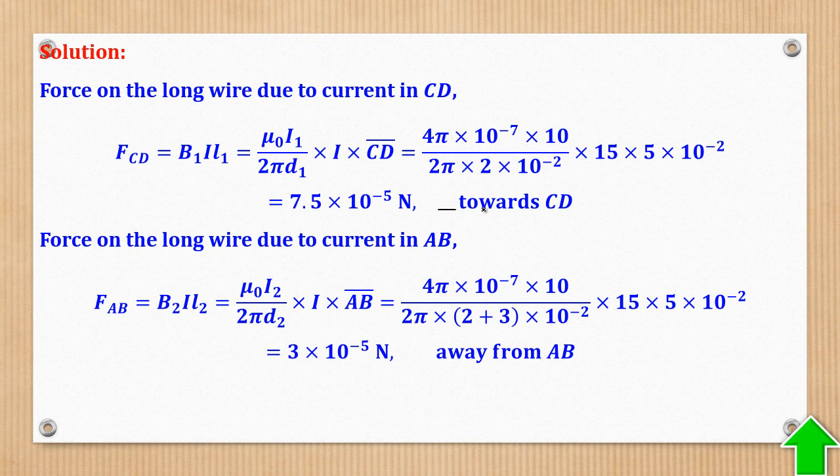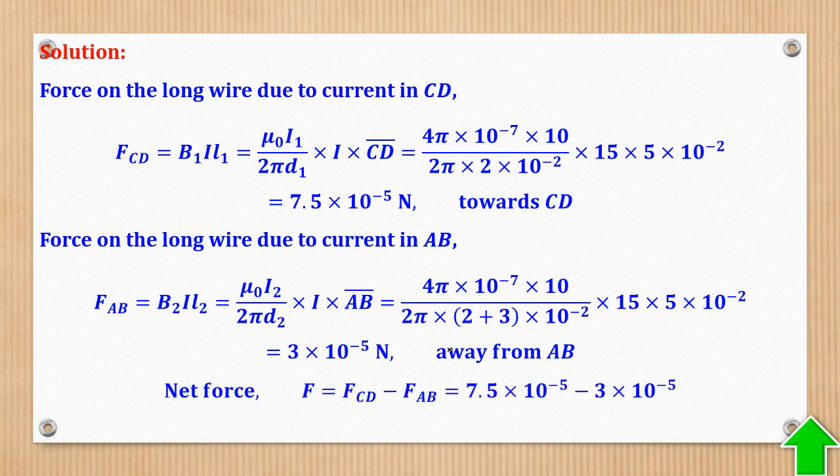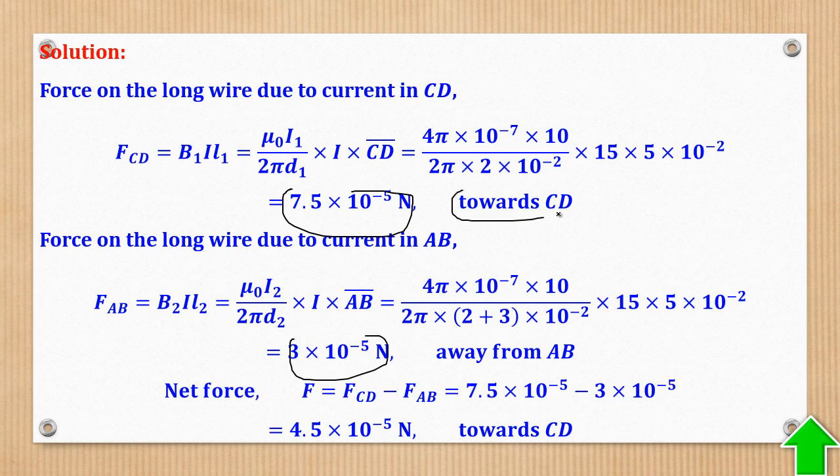So one is towards CD, the other one is away from AB. Meaning that we get the resultant by subtraction, since they are in opposite directions. And because this is bigger than this, it means that the final direction will be this. That's why you see it here.